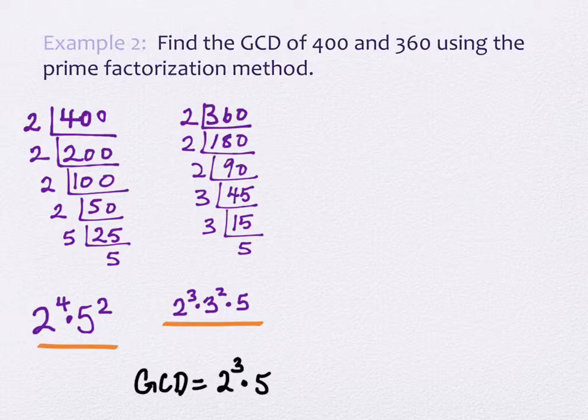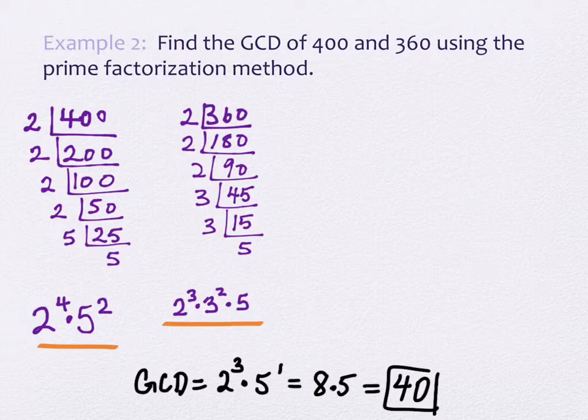The first one has 5 squared, the second one just has 5, so how many 5s am I going to have? Just 1. Yeah, so 5 or 5 to the first. And then we're going to multiply it back out. So what is 2 cubed? 8, and then so what is 8 times 5? 40. So our GCD is 40. That good? Okay.